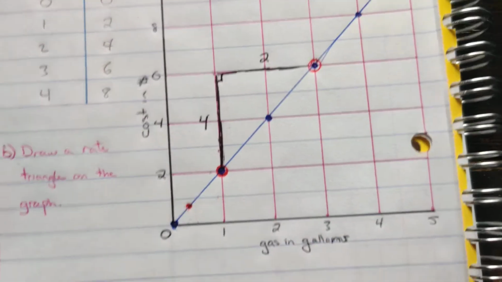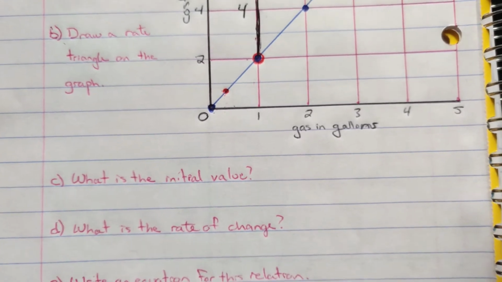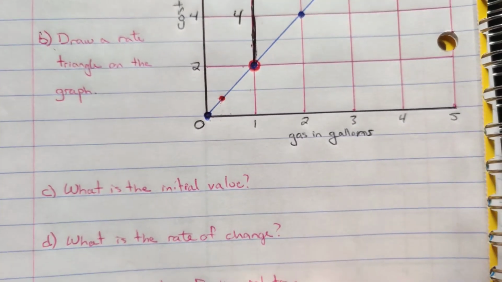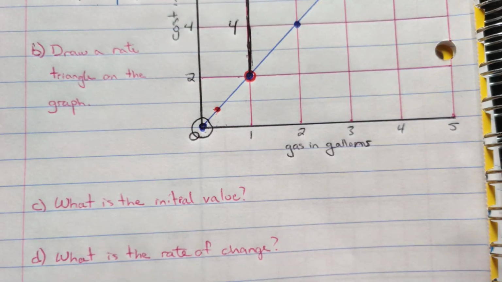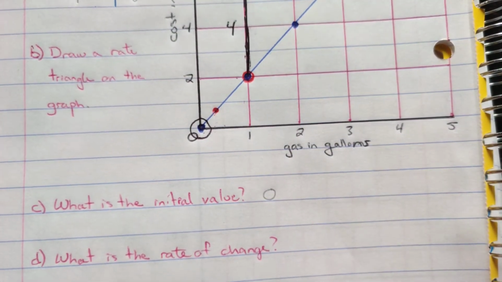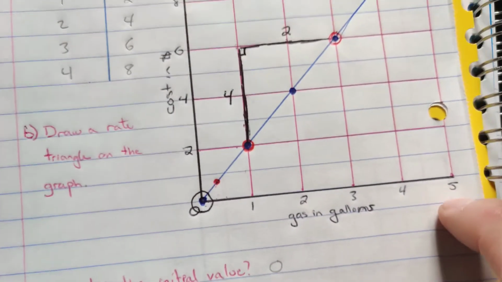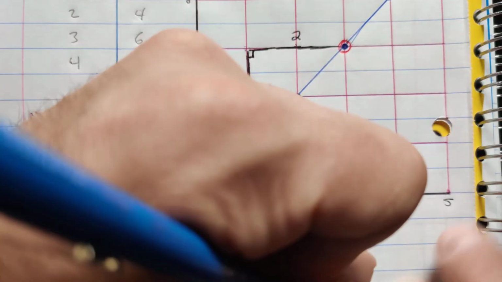Part C asks, what is the initial value? Well, the initial value is where the graph crosses the y-axis here. So that initial value is 0. The y value is 0. What is the rate of change? Well, the rate of change should be the rise over the run.